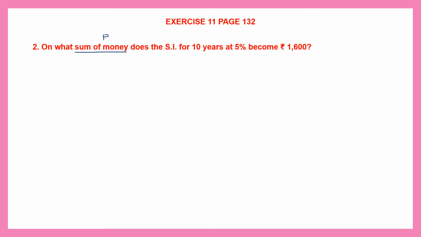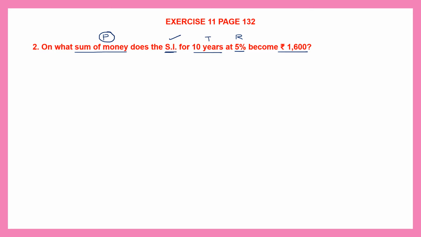So what is given to us? Simple interest is given. It says simple interest becomes 1600 rupees. So this is the simple interest. 10 years is the time. So we have time here. Simple interest is given and we have the rate of interest here. So this is R. So what are we supposed to find? We have to find principal, whereas all the others are given.